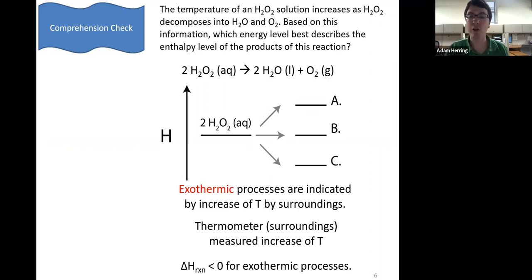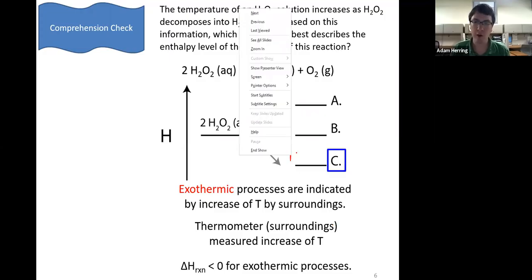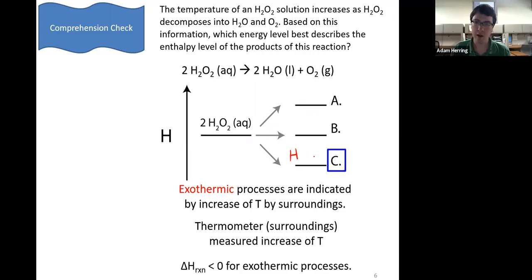Since it's exothermic, that means our products must be lower in energy than our reactants. And therefore, the answer for the products would be written down somewhere down here, as opposed to with A or B.